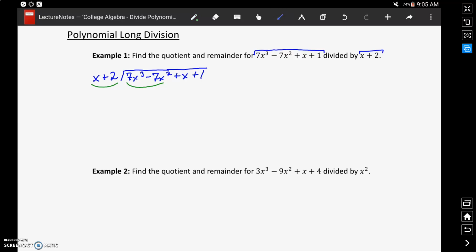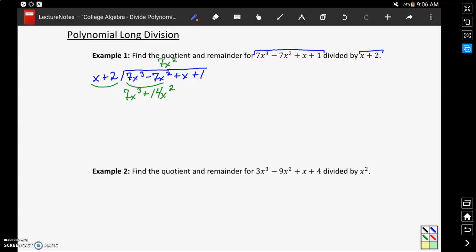Specifically, what we want to do is identify a value that we would multiply by x to get it to become 7x cubed. So we want the first term here to match the first term that we're dividing into. In this case, we would want to multiply by 7x squared. What we'll do then is take that quantity 7x squared and distribute it through x plus 2, which will give us 7x cubed plus 14x squared.